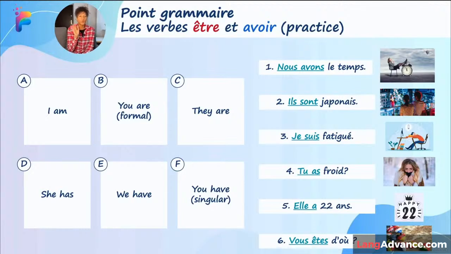You have. Numéro 5. Elle a 22 ans. The correct answer here is D. She has. Numéro 6. Vous êtes d'où? The correct answer is B. Formal you are. So, how was it? Did you get everything right?